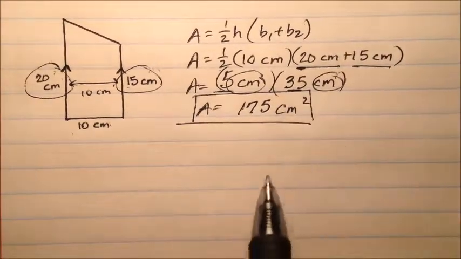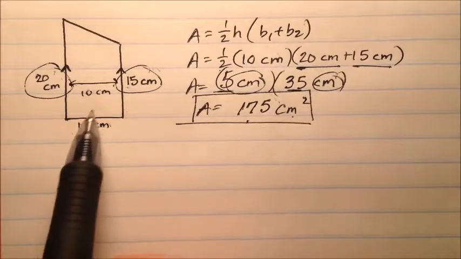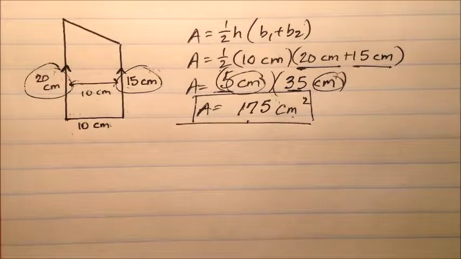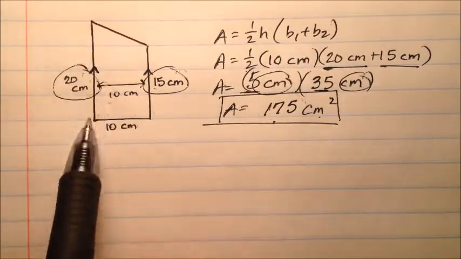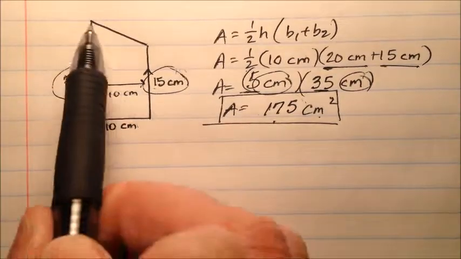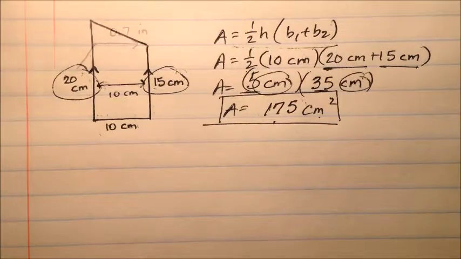So once again, we're saying we can fit 175 1 centimeter by 1 centimeter little boxes all throughout this trapezoid right here. So be careful of your trapezoids that the height is always going to be the distance between your two parallel lines, and your bases are going to be the lengths of those two parallel lines. And then you just put them into the formula right here.